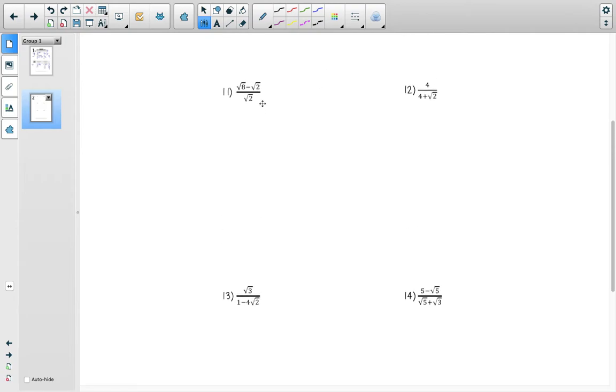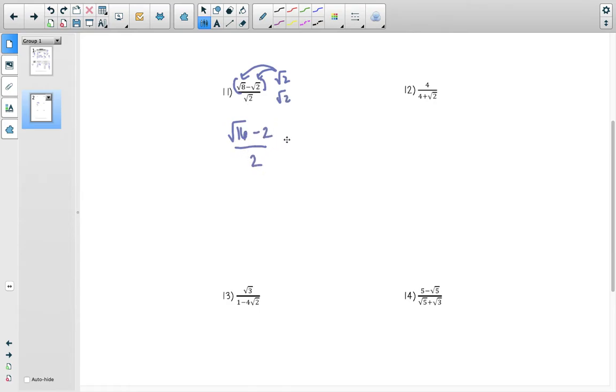So number 11 is still a binomial. You still have one term on the bottom. So we're going to multiply the square root of 2 top and bottom. Okay, now with this, you have to distribute it. Okay, you can't just multiply it to the 2. So you get 8 and 2 multiplied together is the square root of 16, which makes life easy. Square root of 2 times the square root of 2 is just 2, and square root of 2 times the square root of 2 is just 2.